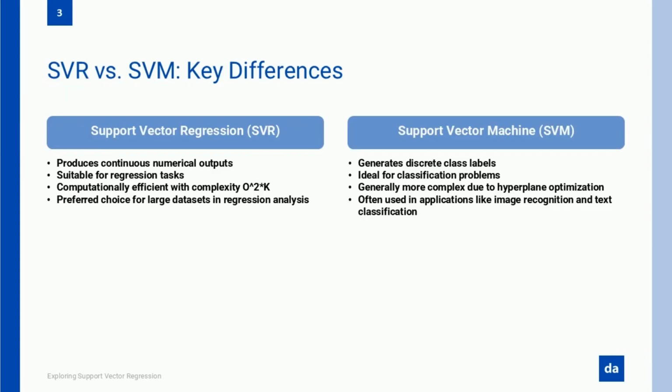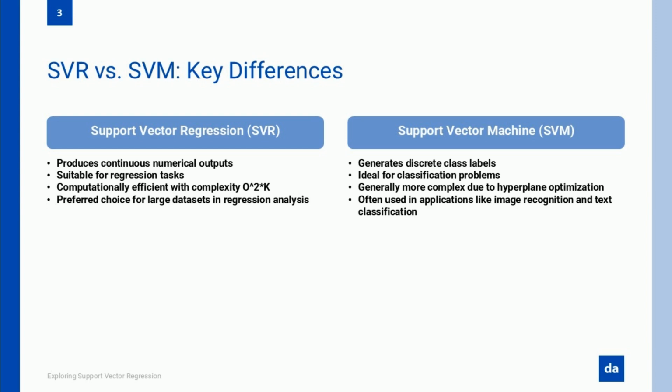Support vector machines and support vector regression share the same foundation, but they serve completely different purposes. Imagine you're sorting objects into two categories, maybe apples and oranges. Support vector machines help you draw the perfect boundary between them, making sure that even the trickiest cases are classified correctly. But what if, instead of classifying things, you needed to predict something, like the weight of an apple based on its size? That's where support vector regression comes in.